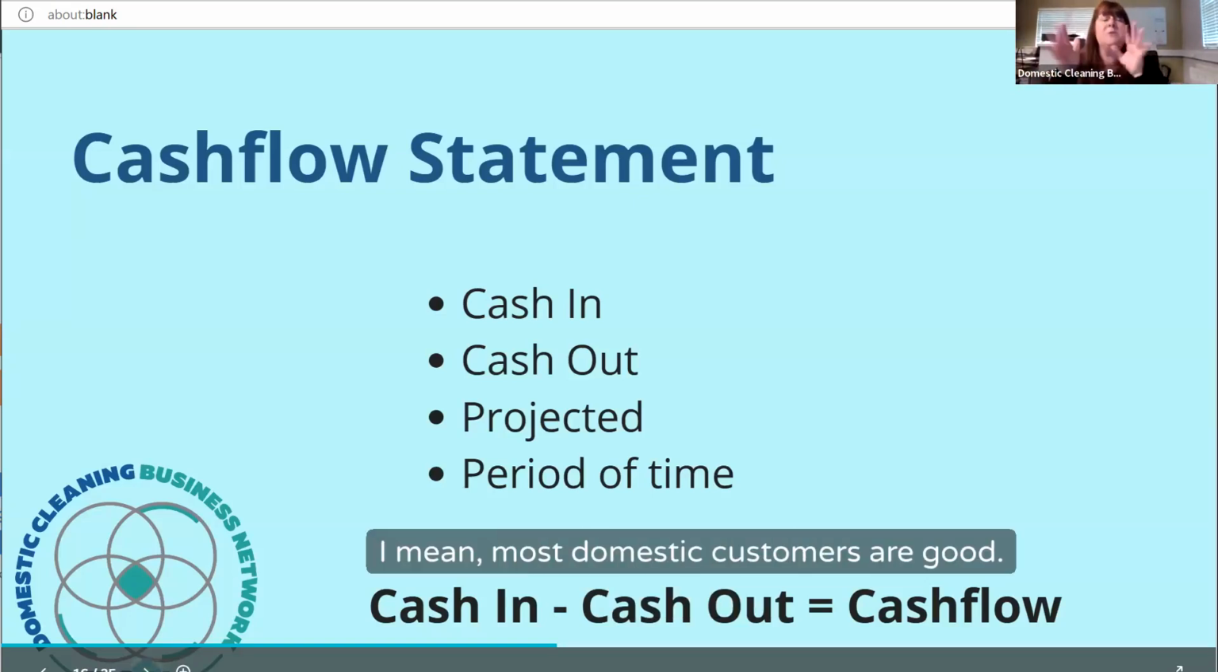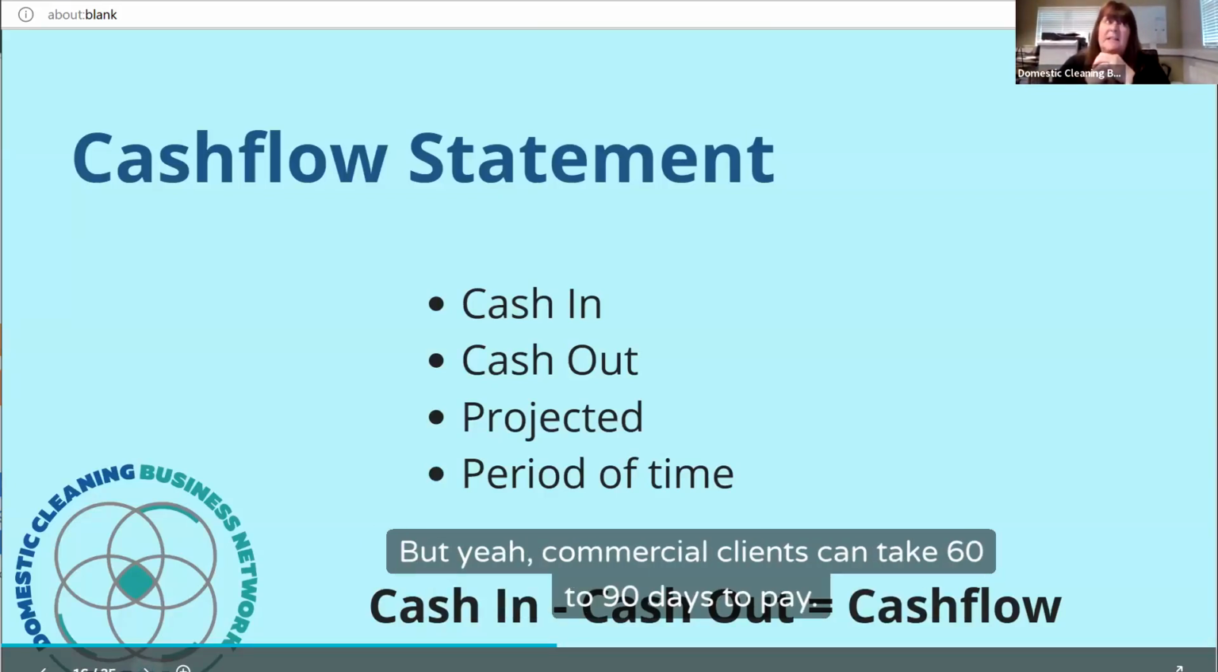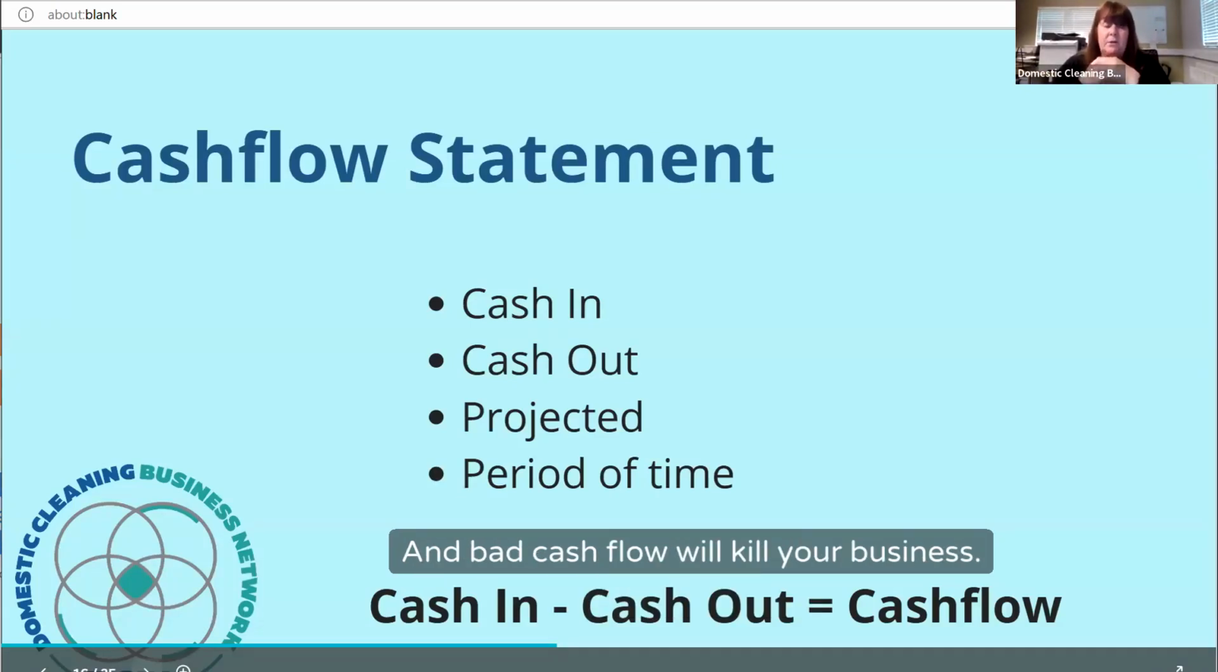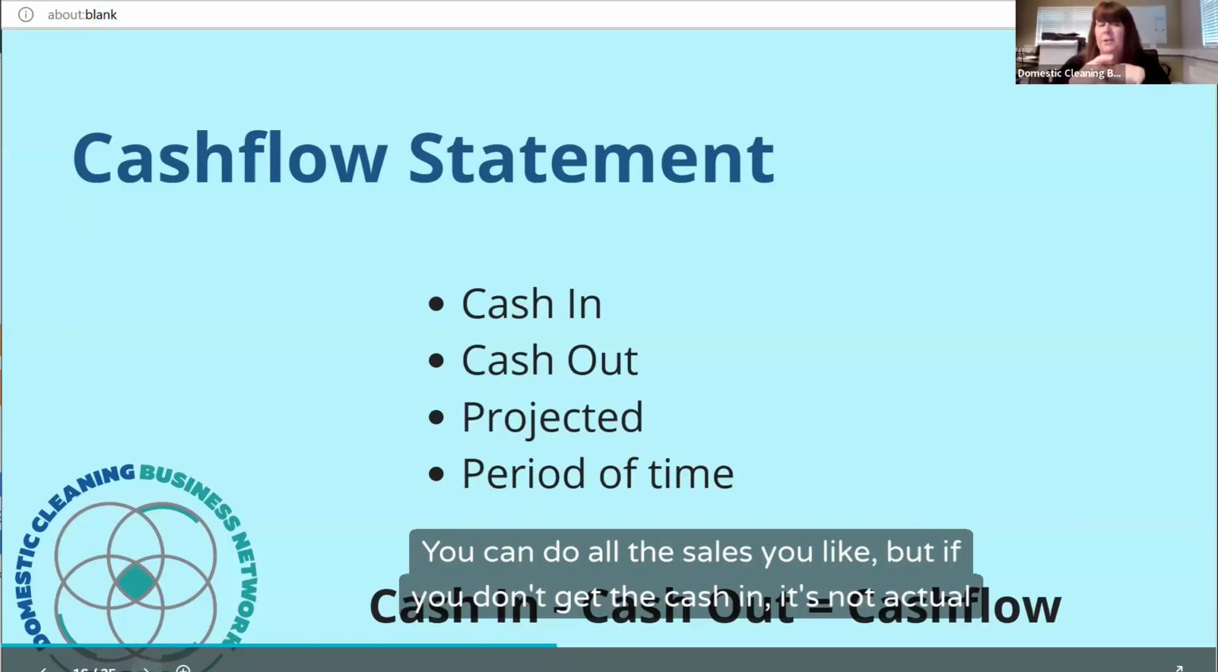Very much so. I mean, most domestic customers are good. They either pay on the day or they pay monthly if you invoice them monthly. But yeah, commercial clients can take 60 to 90 days to pay. And that's when your cash flow starts to really hurt. And bad cash flow will kill your business. You can trade out of business. You can do all the sales you like, but if you don't get the cash in, it's not actual business.